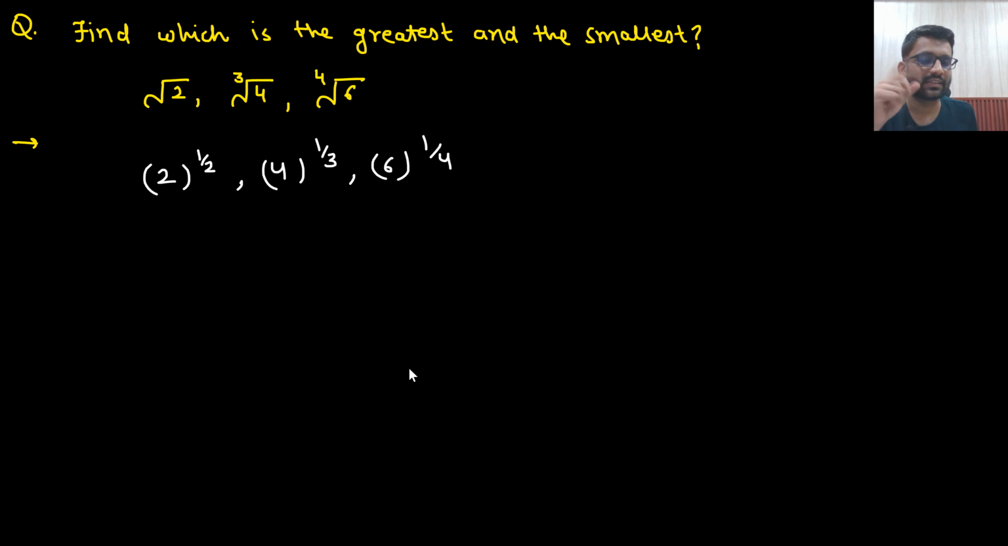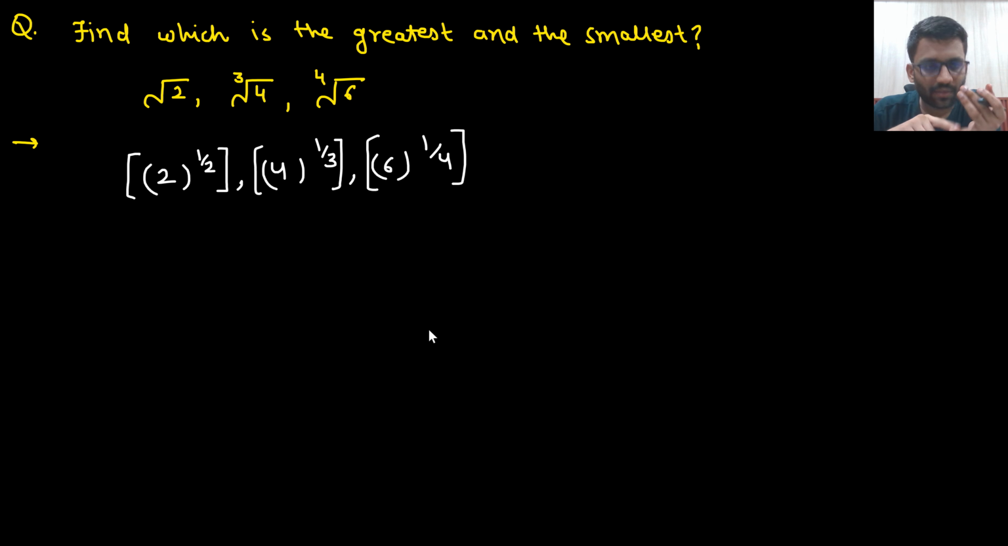Now I want to make these integers, but one thing is for sure: I can take only the same power on all of them. I have to take the power, and I have to take the same power. So I need to find a number which will convert 1 by 2, 1 by 3 and 1 by 4 into integers. Or I can say, I need a number which is perfectly divisible by 2, 3 and 4. That means I need to find the LCM of 2, 3 and 4.